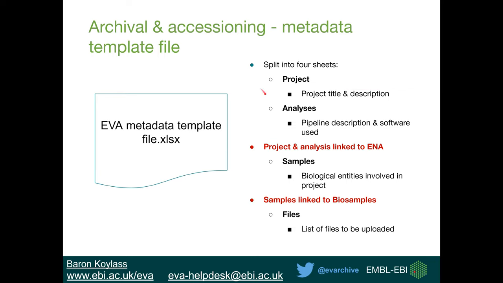One of which is the project sheet, where the submitter can give the project title and a brief description of their project. Another is the analysis sheet, where the submitter can then describe the software and the pipeline used to generate the data. The project and analysis are linked to the ENA. As I said in the previous slide, once the project and analysis IDs are generated, they can also be used to query the ENA, which will also bring up the data.